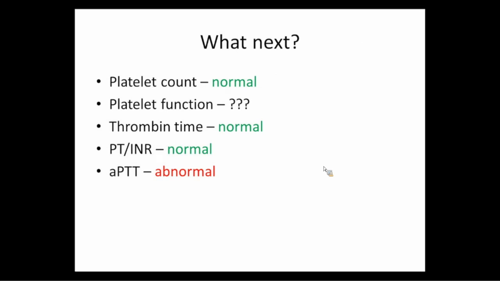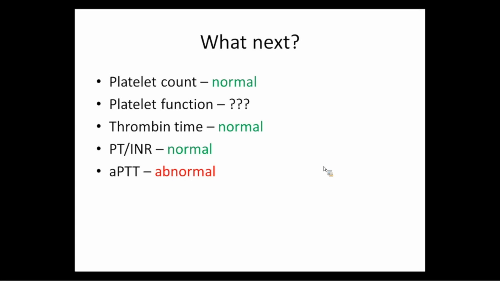So it's the summary of the important information that we had initially. His platelet count was normal. We hadn't done any functional assays of his platelets, but I think we would consider a functional platelet problem, such as von Willebrand's. He was on aspirin, although this is way out of proportion to what we usually see on aspirin. His thrombin time was normal. His PT-INR was normal, and his aPTT was abnormal.